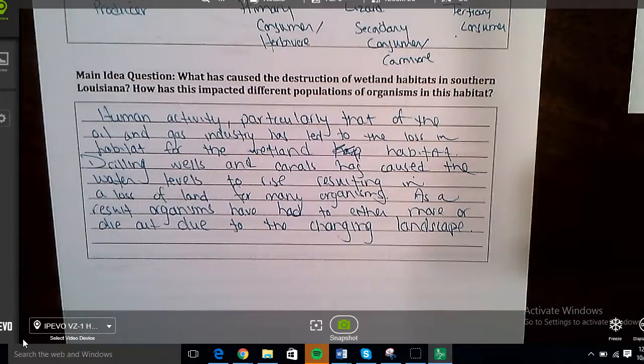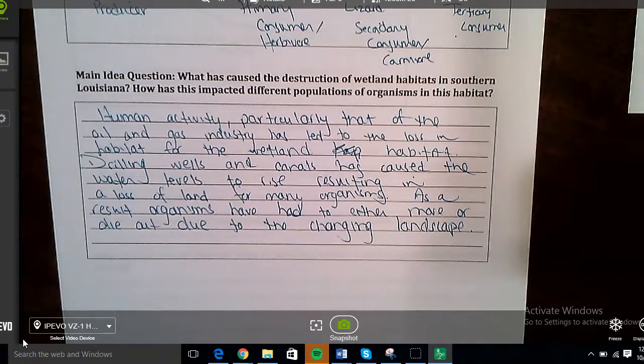So the main idea question: what has caused the destruction of wetland habitats in southern Louisiana? How has this impacted different populations of organisms in this habitat? What we need to say is that human activity, particularly that of the oil and gas industry, has led to the loss of the wetland habitat. Drilling wells and canals has caused the water levels to rise, resulting in a loss of land for many organisms. As a result, organisms have had to either move or die out due to the changing landscape.